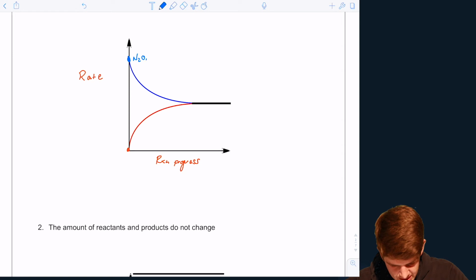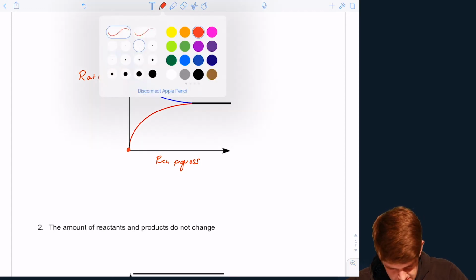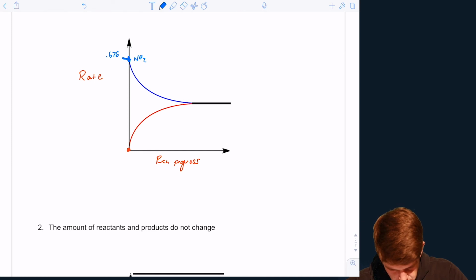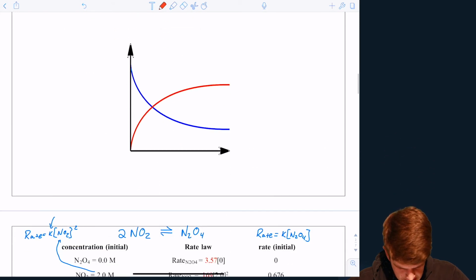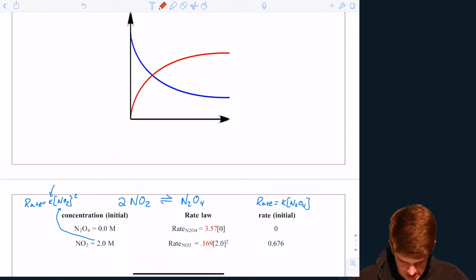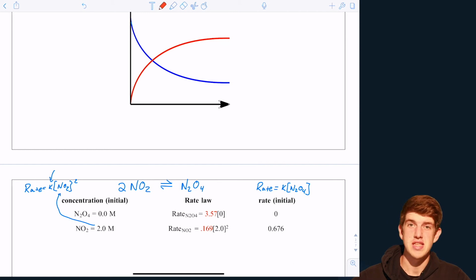So right now we have a pretty high rate, and that is 0.676. And then on the flip side, this is the rate of NO2. And down here we have the rate of N2O4, and that is going to be 0 right now. So at the start, we have these two rates.